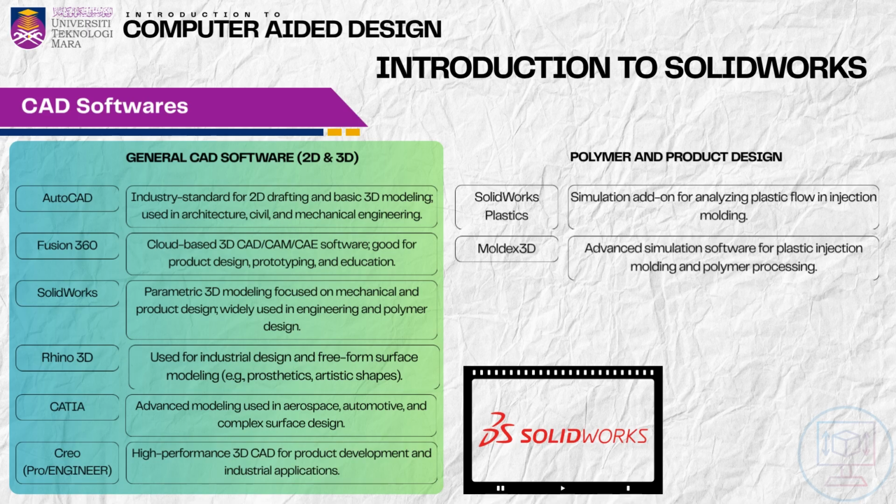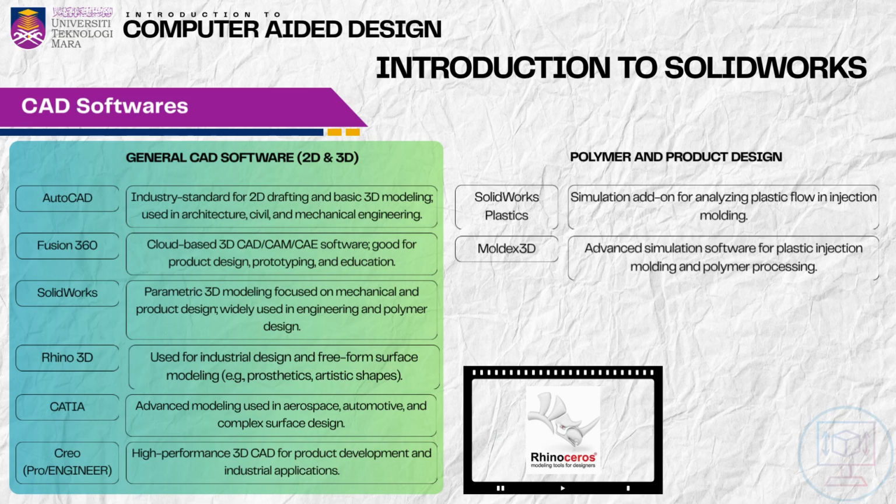Another versatile tool is Rhino 3D, which excels in industrial and artistic design. Unlike the strictly parametric nature of SolidWorks, Rhino is known for its ability to model complex and organic freeform surfaces. It is frequently used in fields like biomedical design, such as custom prosthetics, as well as in jewelry and product design that require aesthetic, flowing shapes.